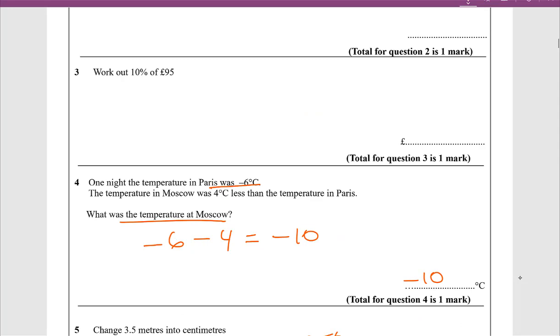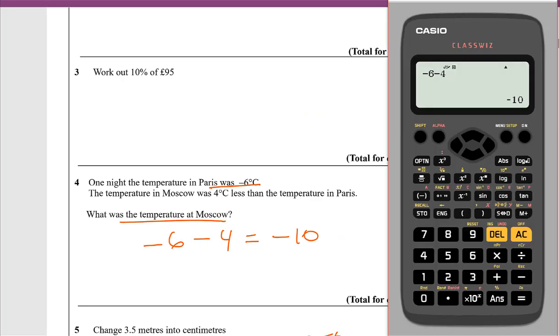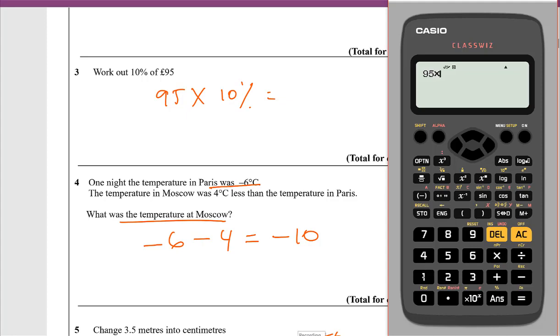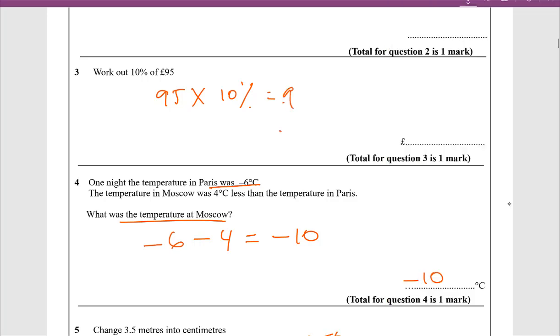Work out 10% of 95. 1 mark. Use your calculator, that's why it's there for. So let's write the calculation. Don't need to, but I'm just writing: 95 times by 10%. Type this in your calculator. So 95 times by 10, shift percentage. That gives an answer of 9.5. So £9 and 50 pence. So 9.50, £9 and 50 pence.